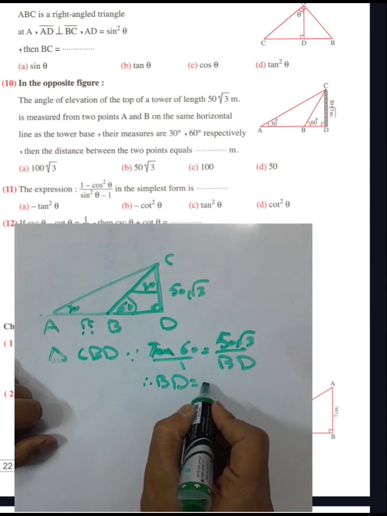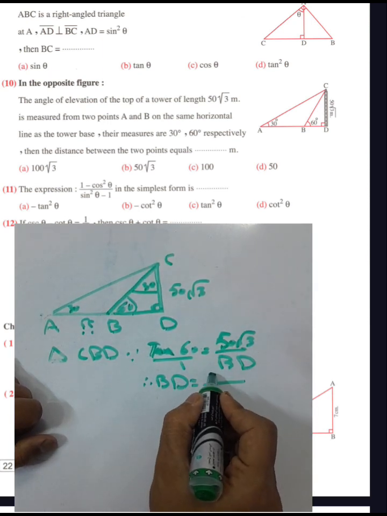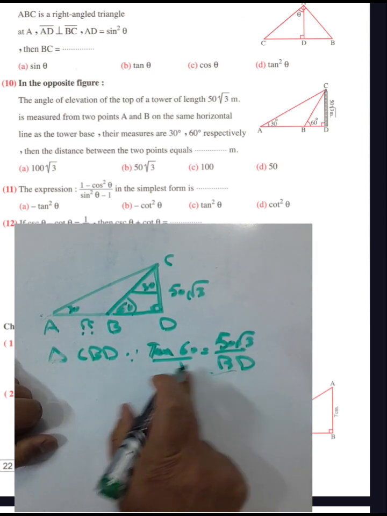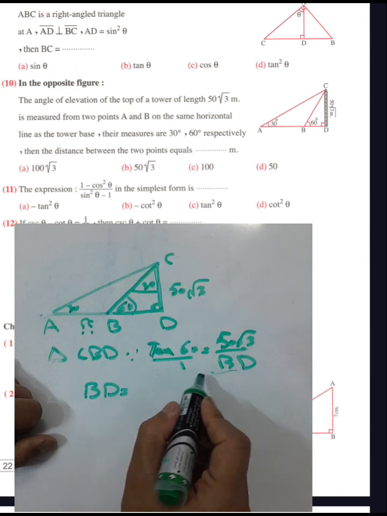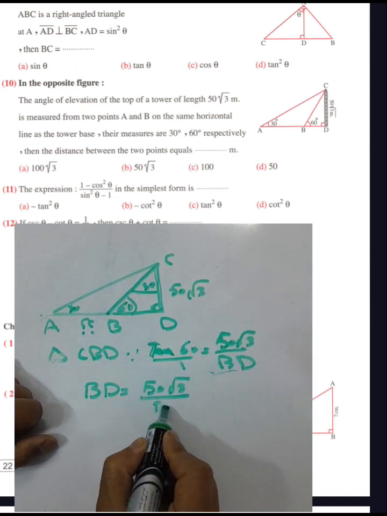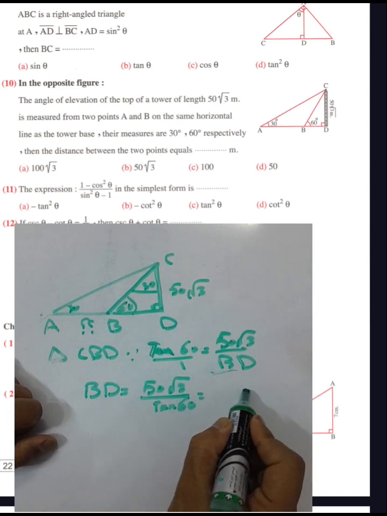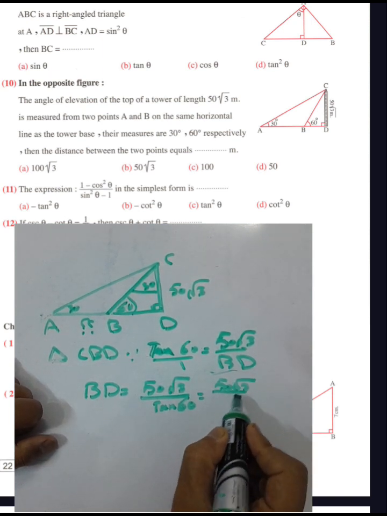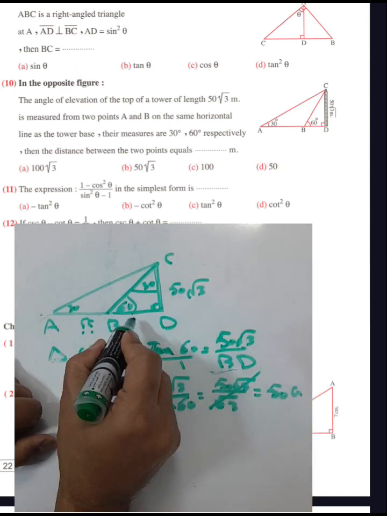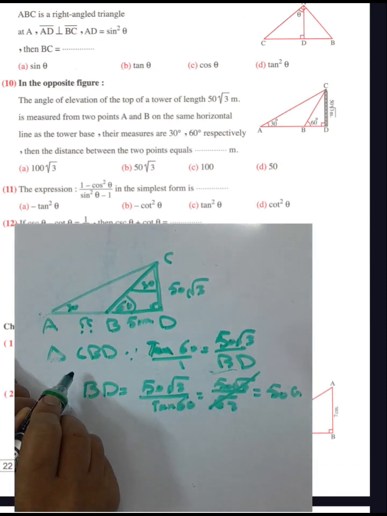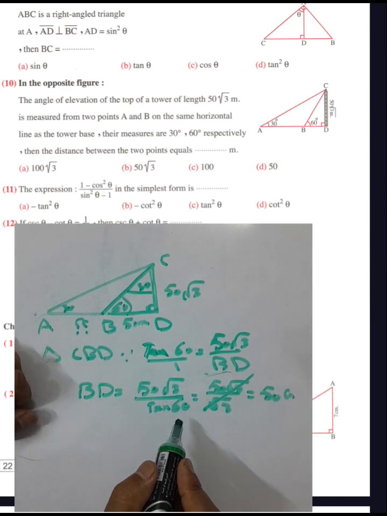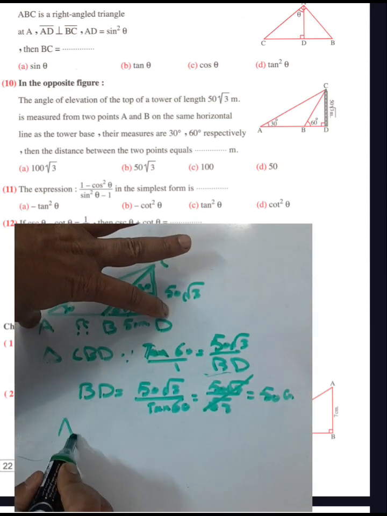Then BD will be equal what? Cross multiply: 1 times 50√3, right? BD equals 50√3 over tan 60. Tan 60 equals √3, cancel them, the result will be 50. Then this side length will be 50 centimeters. Okay, we found here BD was 50 centimeters, and then we can find ED from the third triangle.